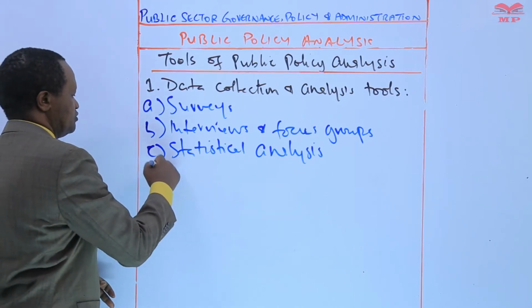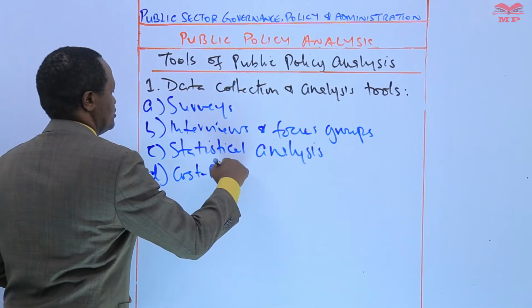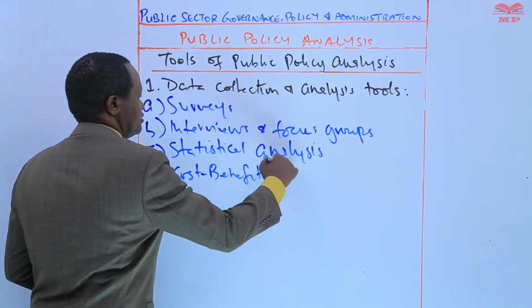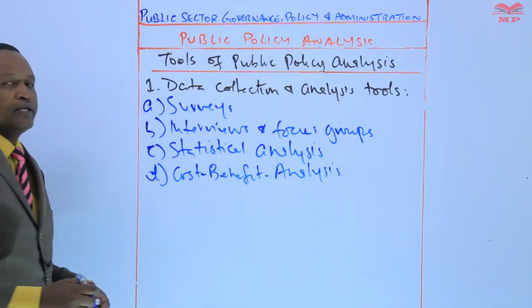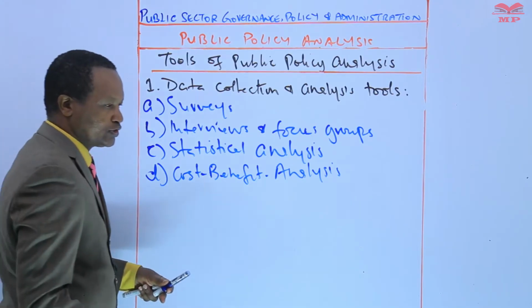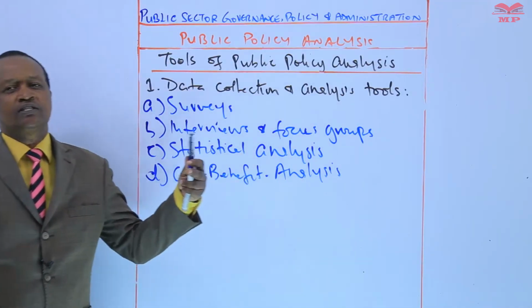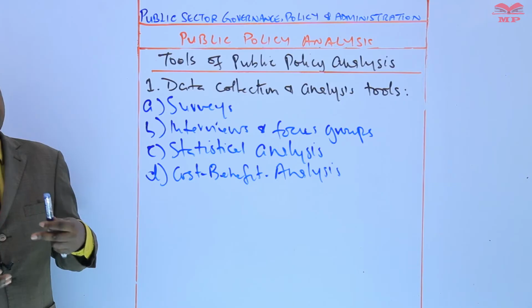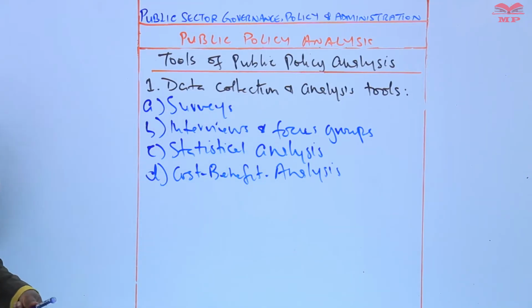4, cost benefit analysis. Cost benefit analysis is a quantitative method that compares the monetary costs vis-a-vis the monetary benefits of a policy to determine its net social value. Cost benefit analysis.